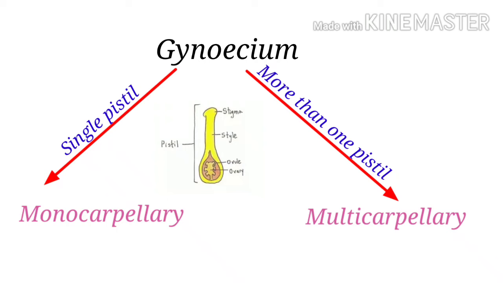And gynoecium can be divided into two, that is monocarpellary and multicarpellary. That is, if the gynoecium has a single pistil, it is called monocarpellary, and if it has more than one pistil, it is called multicarpellary. Do you know what is a pistil? Pistil consists of stigma, style and ovary.